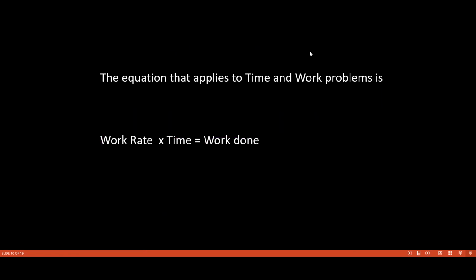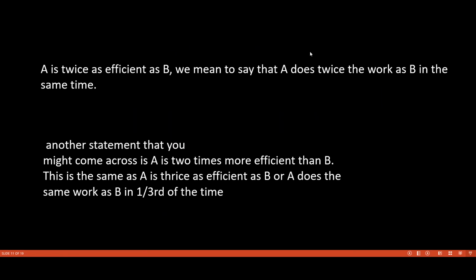All right. Let's move on to the next concept. Now there is one more concept. Most of the time the statement is given in this way when work is given: A is twice as efficient as B. So when A is twice as efficient as B, you are going to take the work done by A as 2 times that of B.